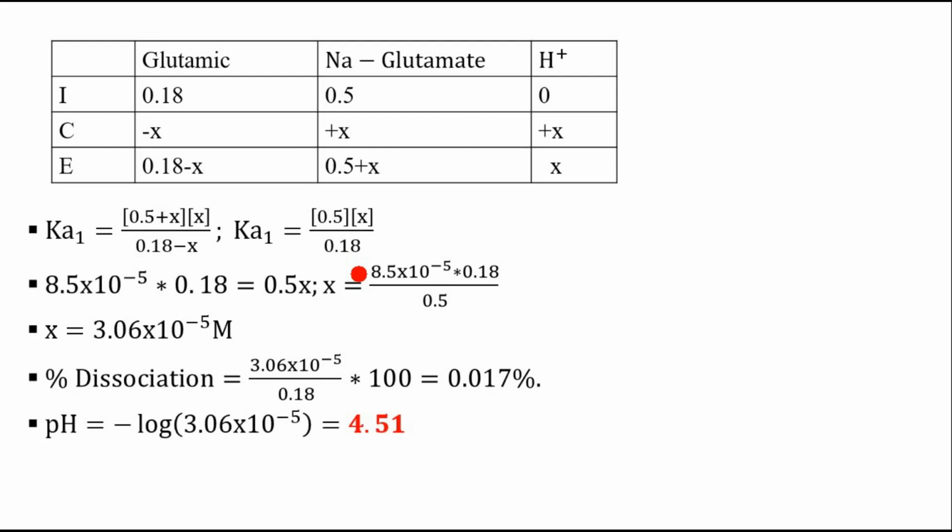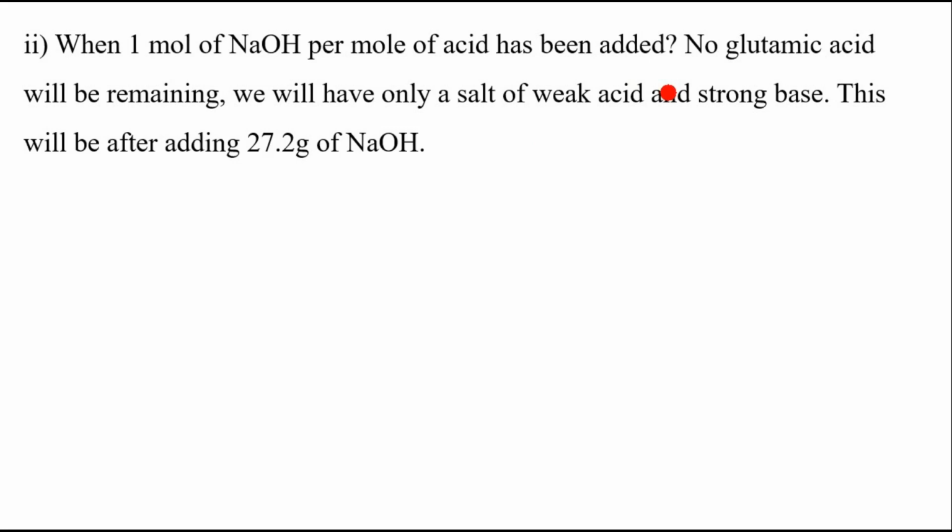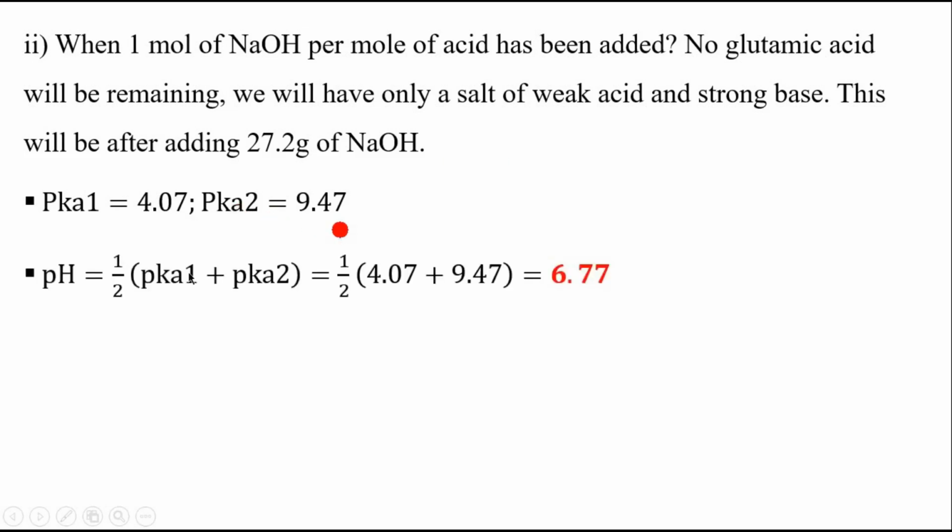The second sub-question is saying when the moles of sodium hydroxide are equal to the moles of glutamic acid, this will be after addition of 27.2 grams of sodium hydroxide. In this case, we will have the same number of moles. Then we determine the pKa, which is equal to negative log of Ka1, and negative log of Ka2. Then after getting the pKa, that's how we calculate the pH when the moles of weak acid are equal to the moles of strong base. When you have a polyprotic acid, the pH is equal to 1/2 (pKa1 plus pKa2). In this case, we have 6.77.